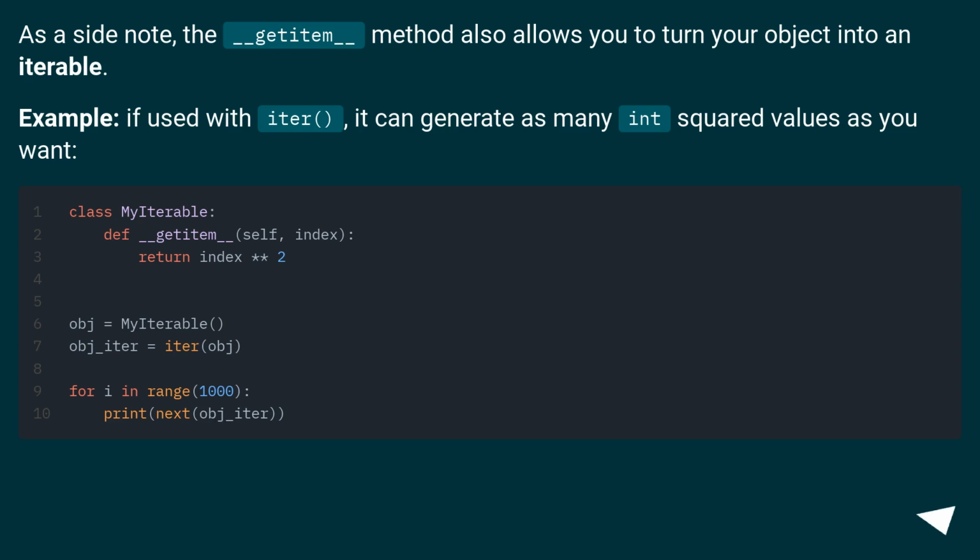as a side note, the __getitem__ method also allows you to turn your object into an iterable. For example, if used with iter, it can generate as many int squared values as you want.